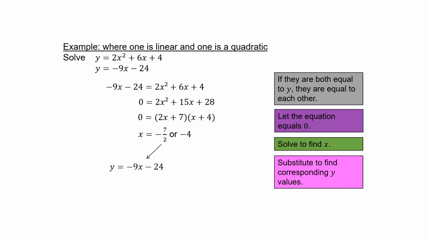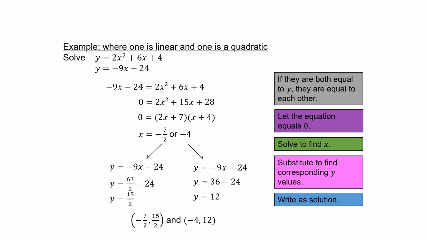So we want to substitute these 2 points in the y that we have. So our y for the first will be 15 over 2, which is 7.5, and our y for the second, when substituting negative 4, will be y equals 12. So the set of ordered pairs will be (negative 7 over 2, 15 over 2) and the other ordered pair will be (negative 4, 12).